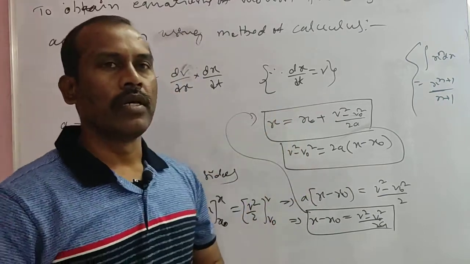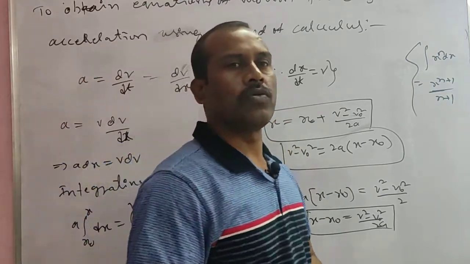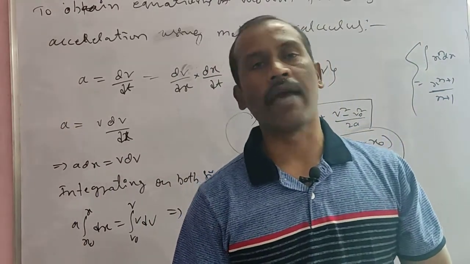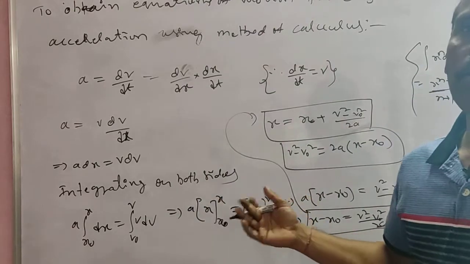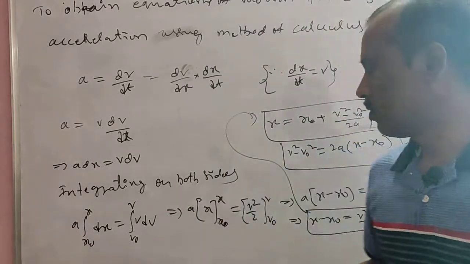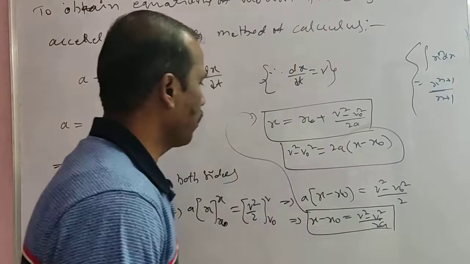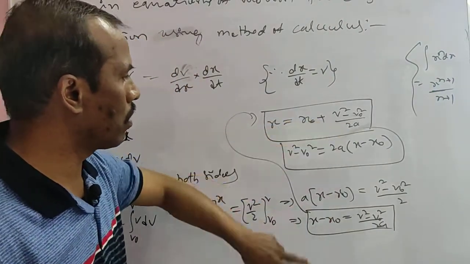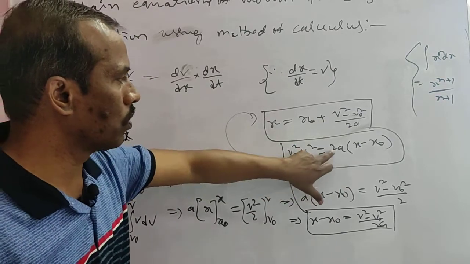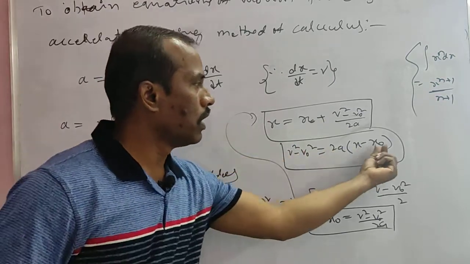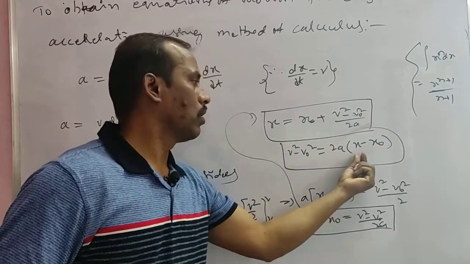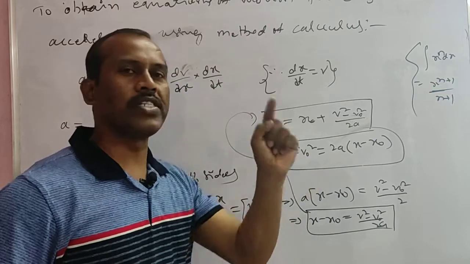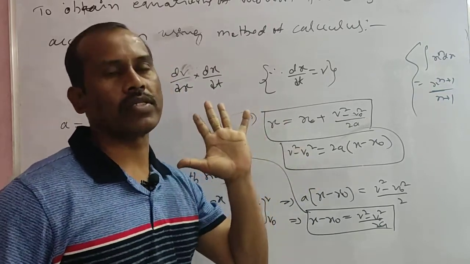This equation is used for non-uniform acceleration. Here, when the particle has non-uniform acceleration, we have to use this equation. Finally, x is equal to x naught plus v squared minus v naught squared by 2a, or v squared minus v naught squared is equal to 2a into x minus x naught. Here x naught means initial position, x means final position, a is acceleration, v naught means initial velocity, v means final velocity.